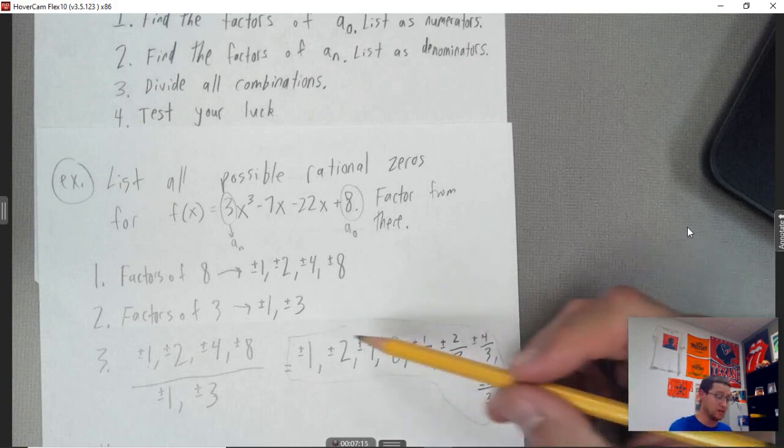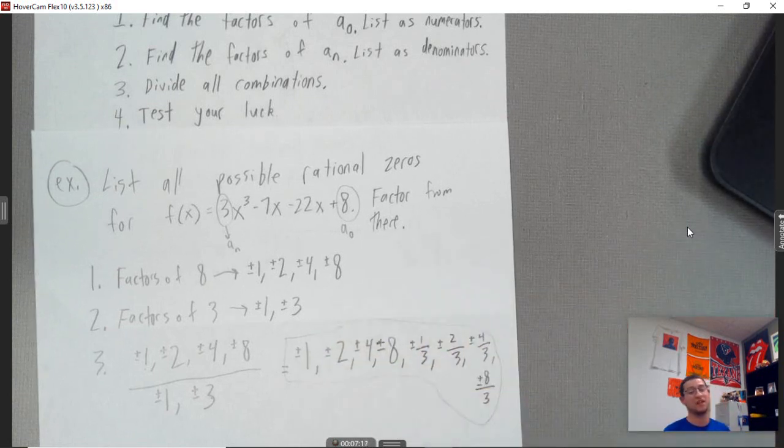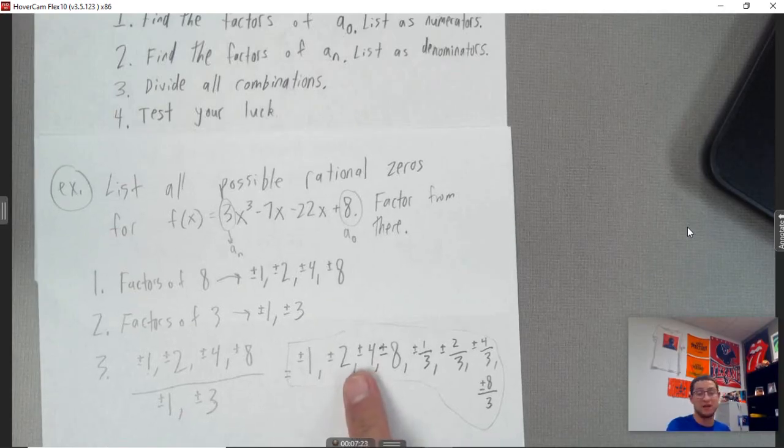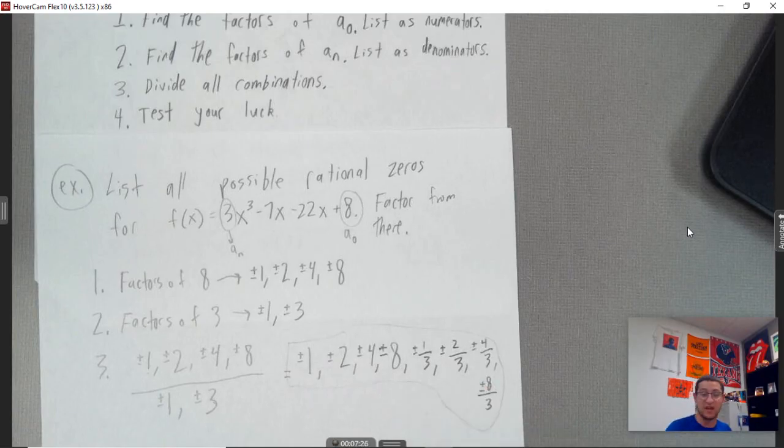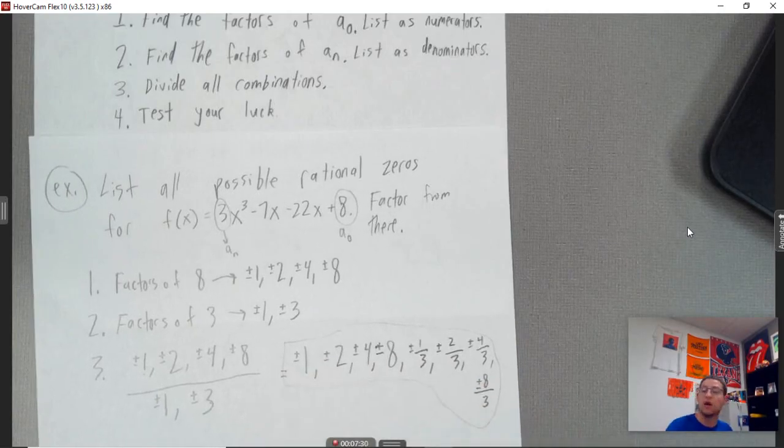Again, these are my possibilities. I know that looks like a lot of possibilities, but think about some of the numbers that we've rooted out. I don't have to even think about testing plus or minus 3. It's not in here. I don't have to test plus or minus 9. It's not in this list. Otherwise, I would have an infinite list to choose from.